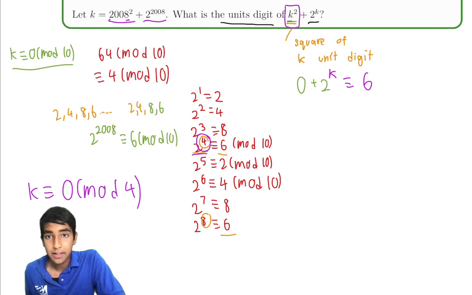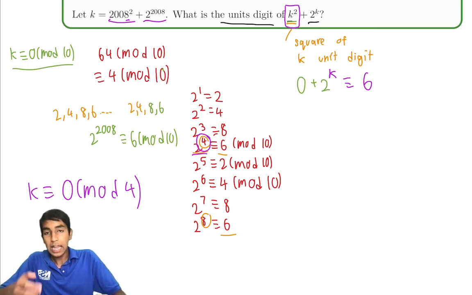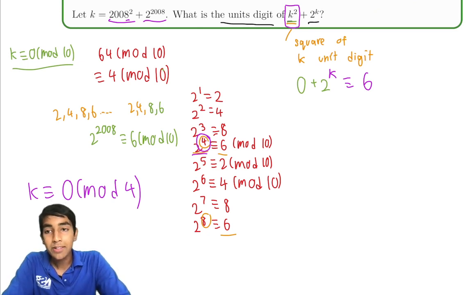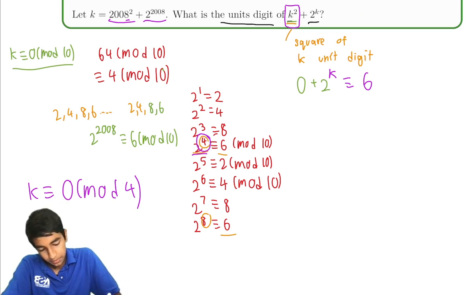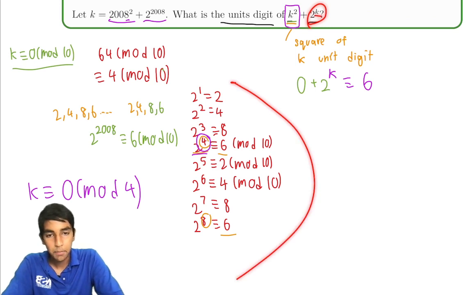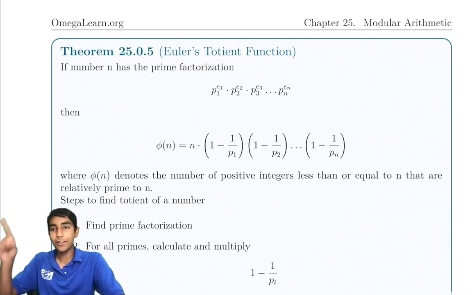Okay, so let's summarize the steps we did so far. Basically, what we did is we found the value of k mod 10 first, and then we substituted that back. We did that using digit cycles. We looked for a pattern based on the cycles of 2. And then after that, we looked for k squared. So we easily found k squared to be 4 mod 10. And then in our final term over here, we just found k squared by squaring 0, which is obviously 0, and then again used the digit cycles to find 2 to the k mod 10. So 6, final answer, and we're ready to move on to Euler's totient function.